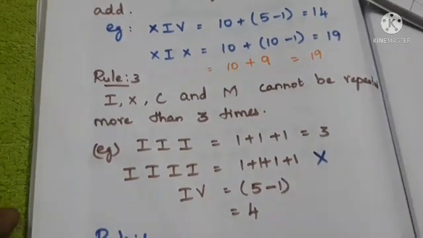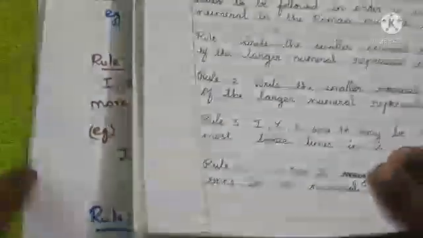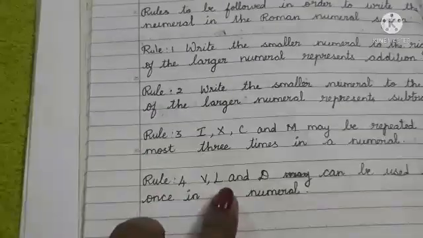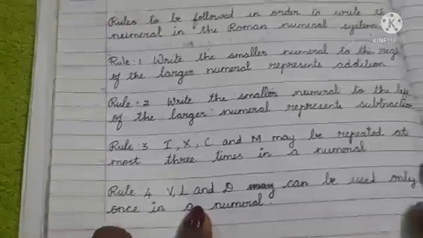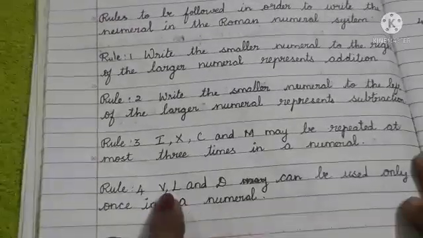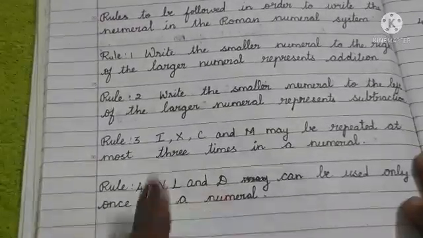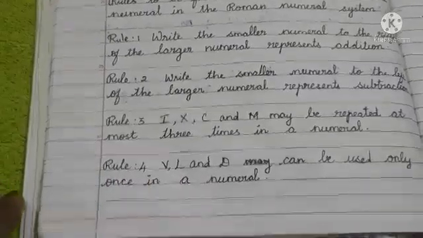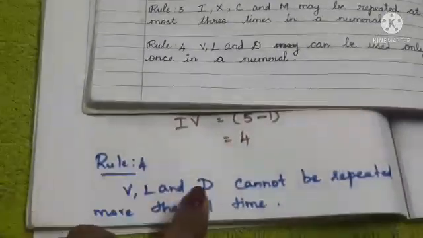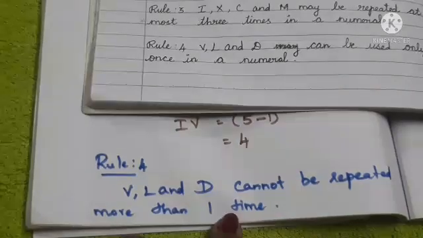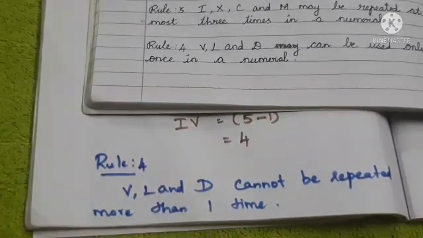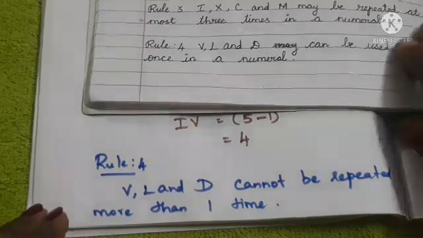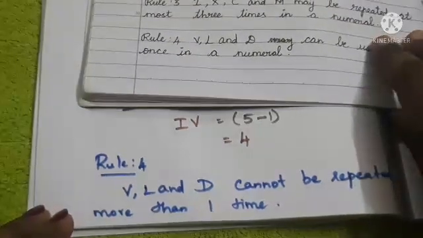The last rule is what? V, L and D can be used only once in a numeral. V, L and D we have to use only one time. They cannot be repeated more than one time. Have you understood this? So using these rules for Roman numerals we are going to do some problems.